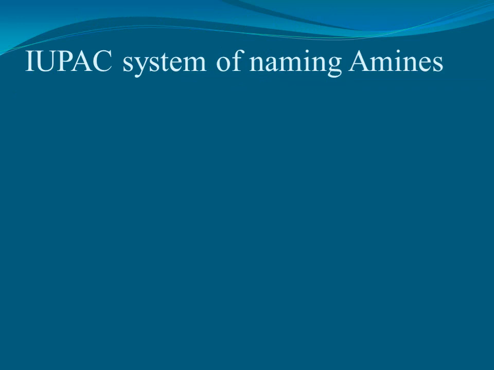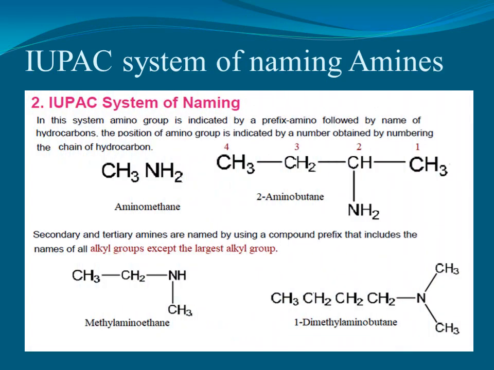Now let us see the IUPAC system of naming amines. In this system, amino group is indicated as a prefix, amino. We are not going to write amine. We are going to use the prefix amino, followed by the name of the hydrocarbon. The position of the amino group is indicated by numbers obtained by numbering the chain. It means we have to select the longest possible chain giving minimum number to this functional group.